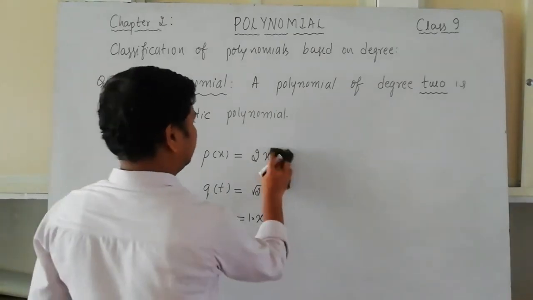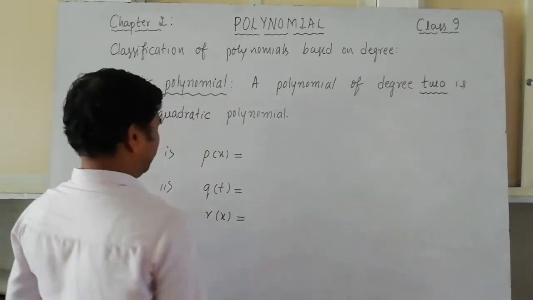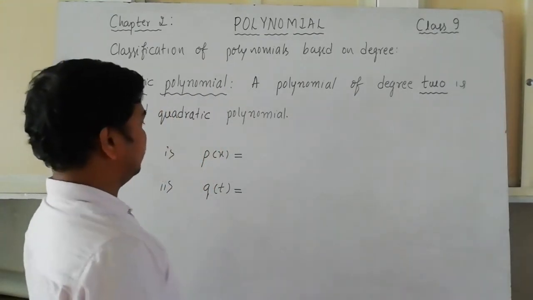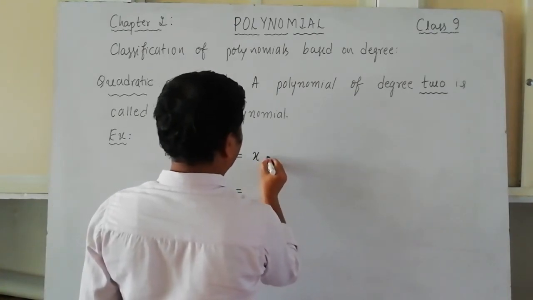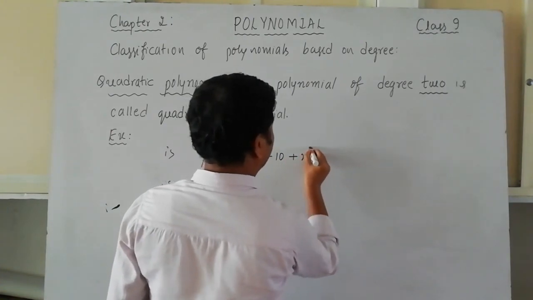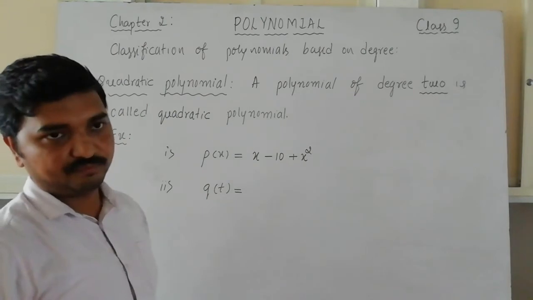You can write down your own examples also. I am going to write down just 2 examples, it will be enough for you. First one is p of x is equal to x minus 10 plus x square. This is a quadratic polynomial because the degree is 2.